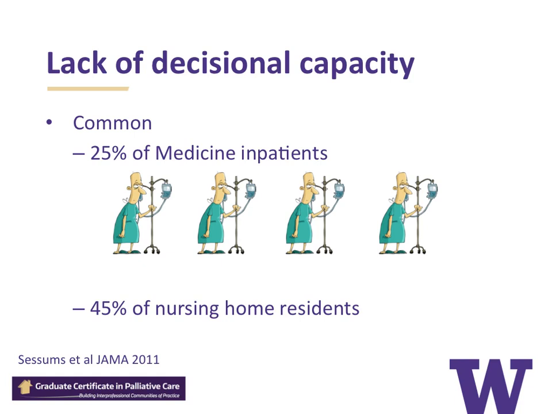Why is it important to learn to assess decisional capacity as someone who cares for seriously ill patients and is interested in providing better palliative care? First of all, we are often helping patients make important decisions about end-of-life care, so we want to know whether they are legally and ethically able to make their own decisions, or if we should turn to a surrogate. Second, lack of decisional capacity is common in people who are medically ill. Studies suggest that as many as 25%, 1 in 4, of medicine inpatients and 45% of nursing home residents lack decisional capacity.